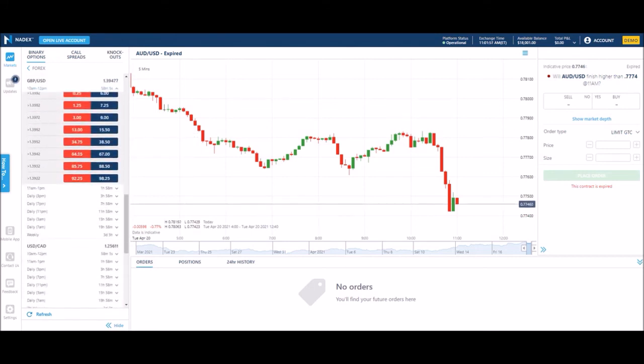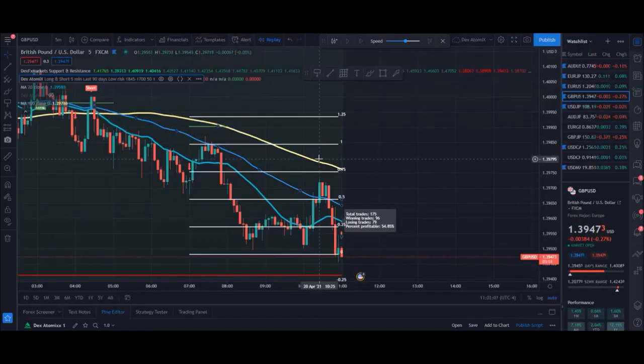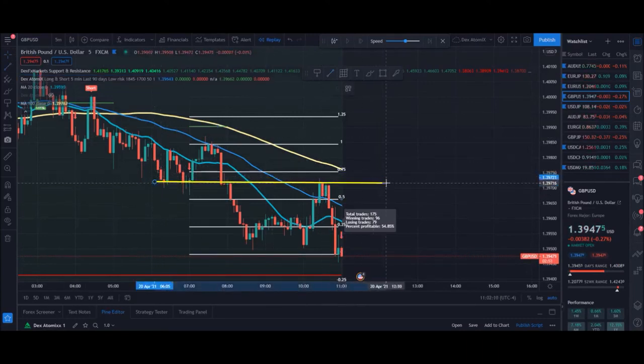So 39.72 is where I can get to. That's a pretty good area to be at. That's got nice level right there. So that's where I'm going to stick with. By that time, it's going to break that moving average right there.